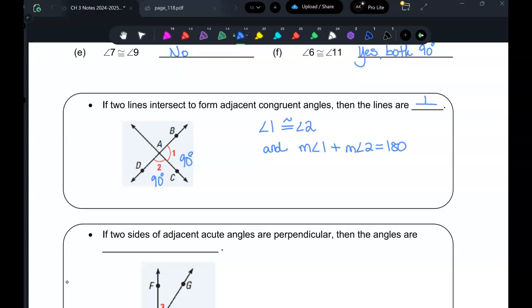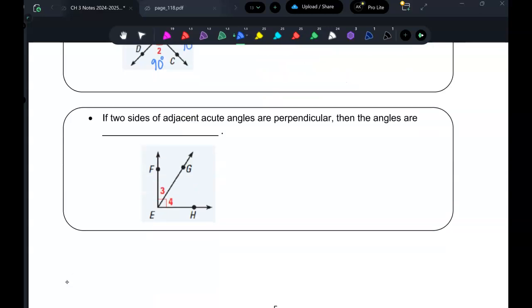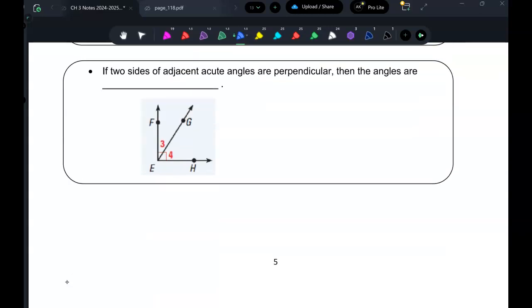Does that make sense? This is kind of backwards from what we were looking at on the previous page. So this just says if these two angles make a linear pair, like if they're next to each other and they are congruent, then the lines have to be perpendicular. Okay, if two sides of adjacent acute angles are perpendicular, then the angles are, okay, again, what does the square mean? 90. Do you remember what word we used to describe angles that add up to 90? Complementary.